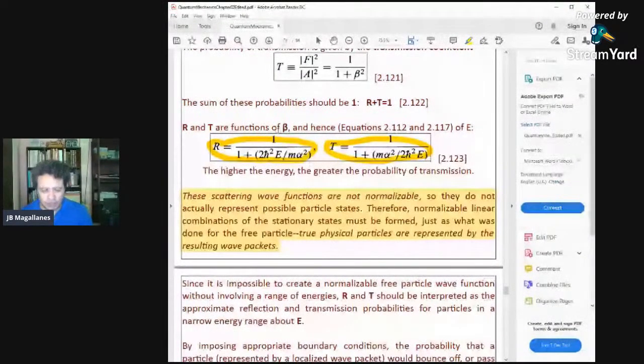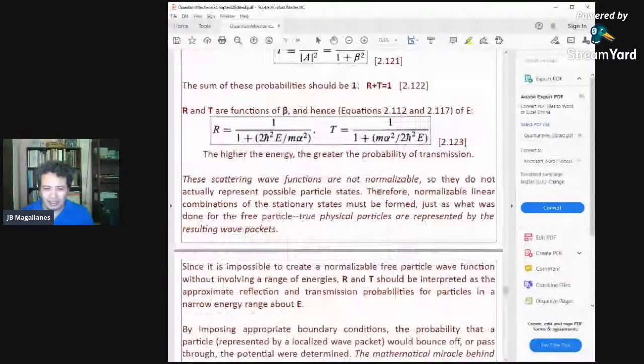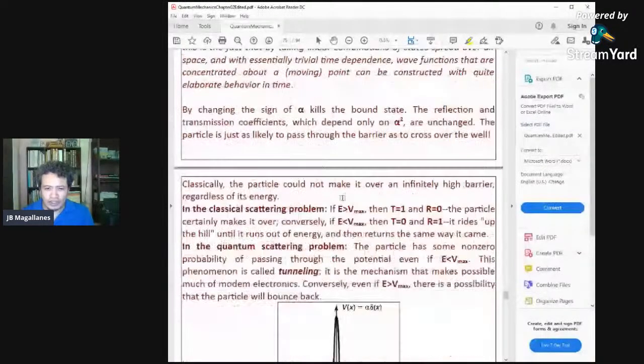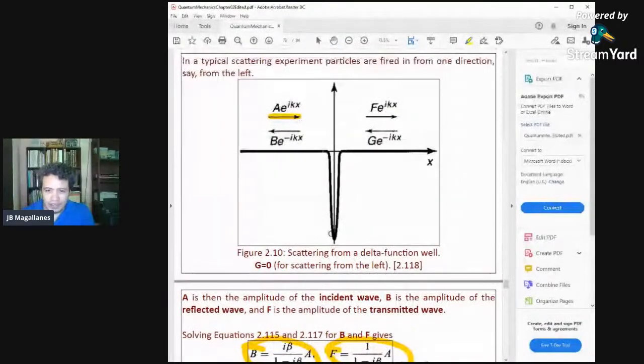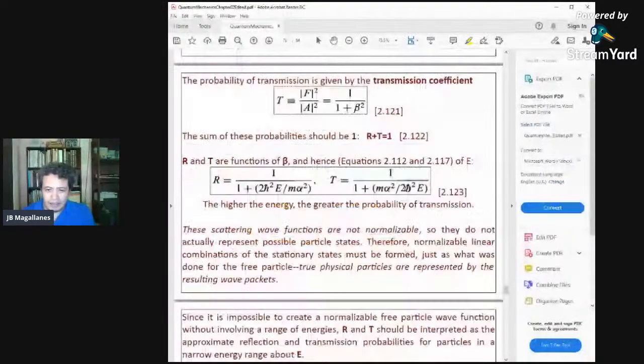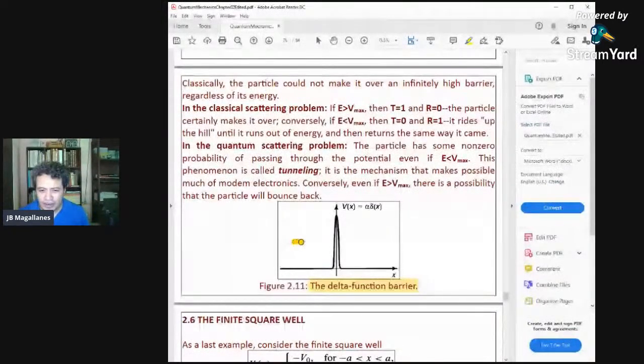So here, usually in scattering, you have wave packets. In this figure, look at this. This is now a positive delta function, where the delta function is going up, unlike this barrier. How could the particle from here go to this one? It would be impossible for the particle to go from here to here, because the barrier is infinite, very high.